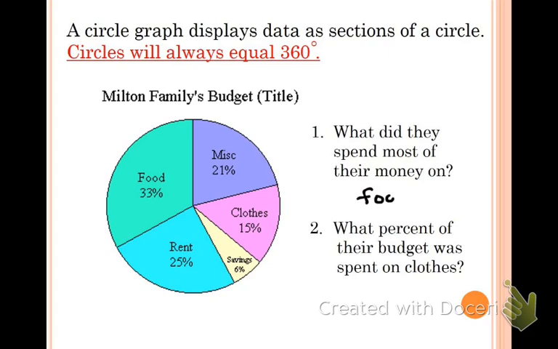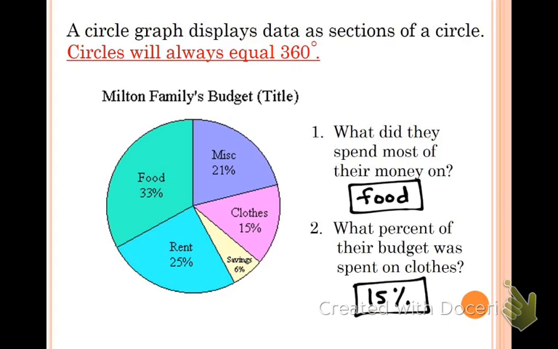I sadly will say that's probably true in my family also. We spend a ton of money on food. What percent of their budget did they spend on clothes? 15%. Always make sure that you tell me 15%, okay?